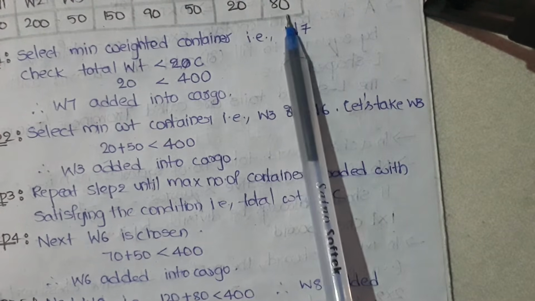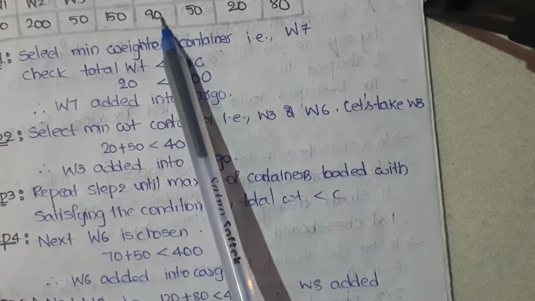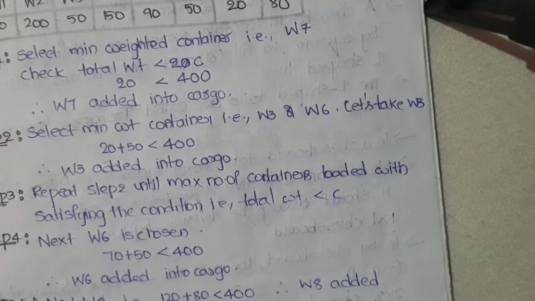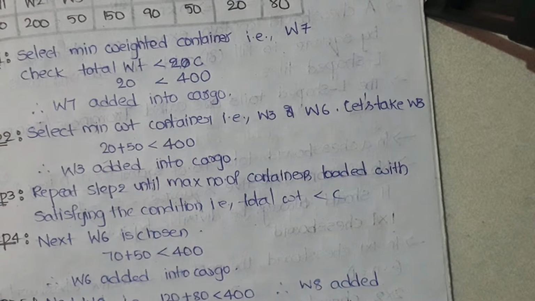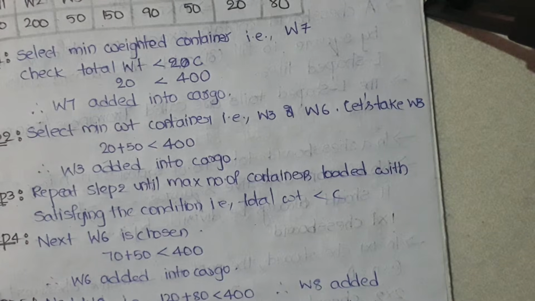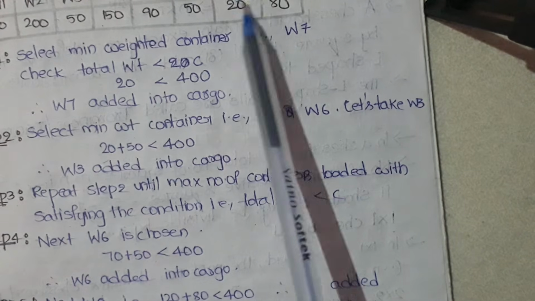After 80 we have 90. 90 also we can add into our container. Okay, acceptable. Next 100. 100 also we can add into our container. It is also acceptable. So now it's time for 150.